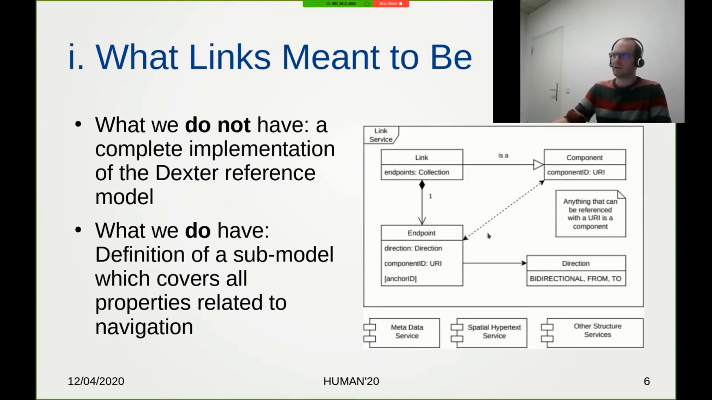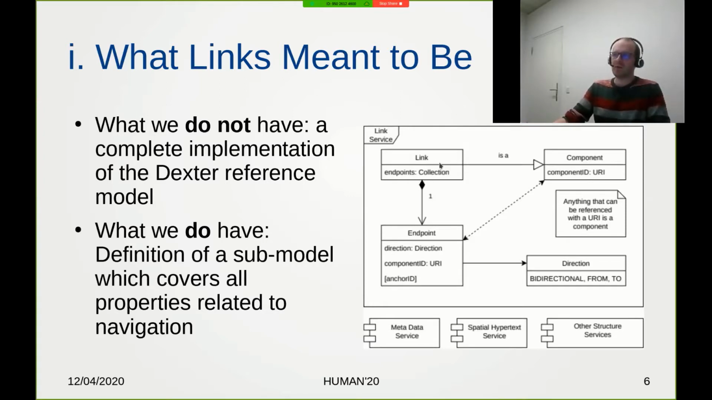the right-hand side. We have components in our system. A component can be everything that is referenced by a URI. So if you're talking about the web, that may be web pages, HTML, pictures, videos, whatever. We have links, which are a component as well. So they have a URI. So you can have a link that links to a link.